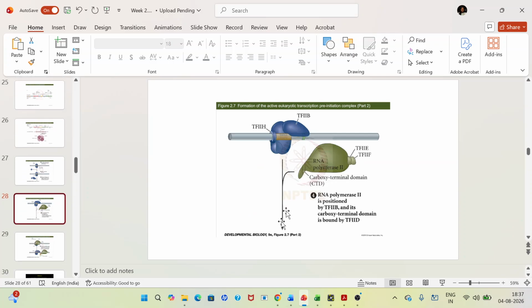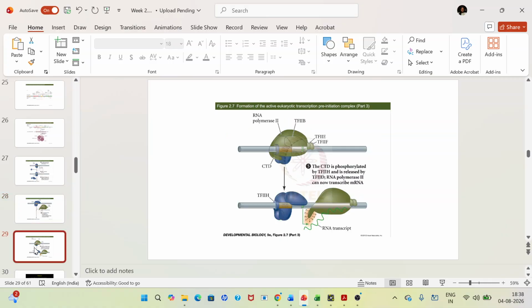Next, when this RNA polymerase gets attached here at the promoter region, as I told you, TF2E and TF2F are there to stabilize RNA polymerase. So RNA polymerase 2 is positioned by TF2B, and its carboxy terminal domain is bound by TF2D, which was there initially on the TATA box. Okay, so this is how these transcription factors come together to form a whole complex with RNA polymerase also, to make it a stabilized complex so that proper transcription can happen.